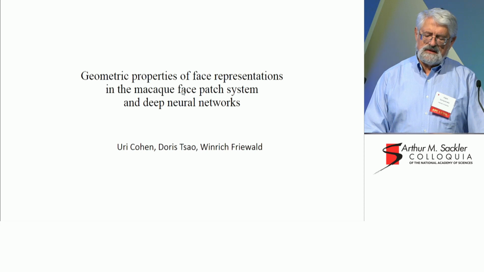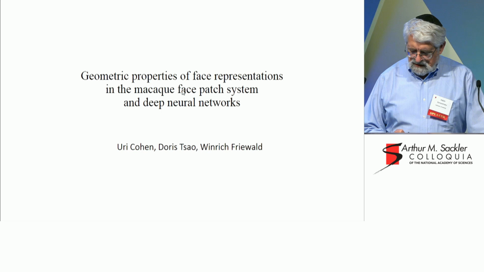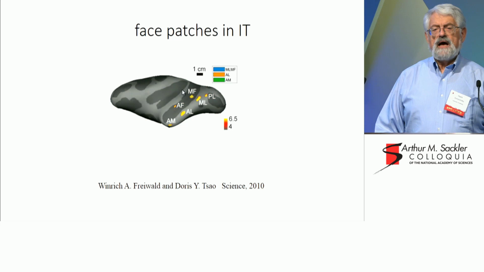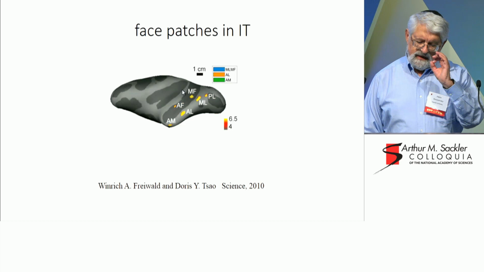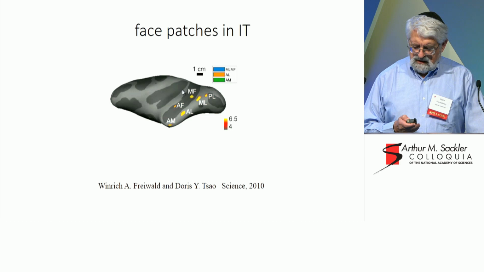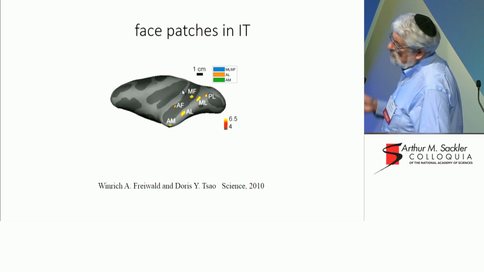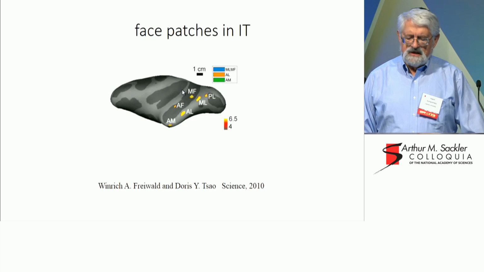One is about face representation. The data is from Doris Tsao and Winrich Freiwald, a 2010 paper in Science, where they discovered that in IT cortex there are discrete patches of areas where neurons are selective to faces, more than just objects. Although there are several patches here, they are lumped together into three: this will be ML/MF, this will be AL, and this will be AM. So from posterior to anterior.